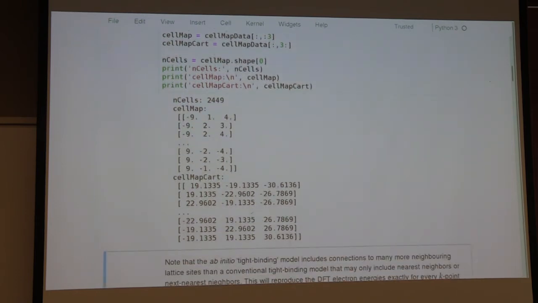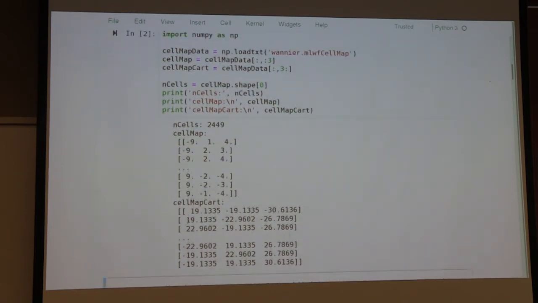Right? And so what you find is we have some 2400 odd cells, and of course we get back the cell map and the integer combinations and the Cartesian coordinates here. Also note that this one happens to be floating point because the overall data set was float. If we wanted to make it integer, we could do it this way.